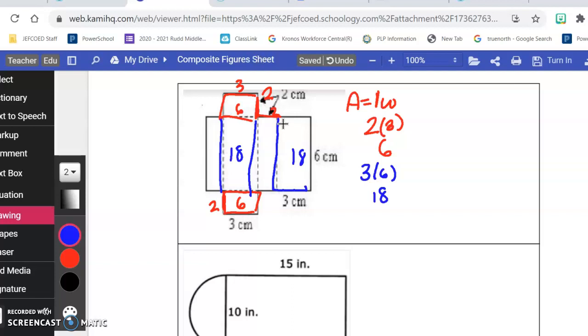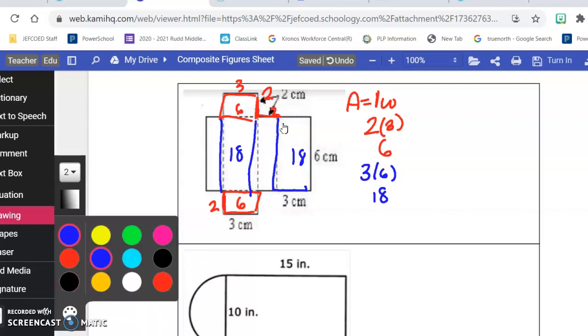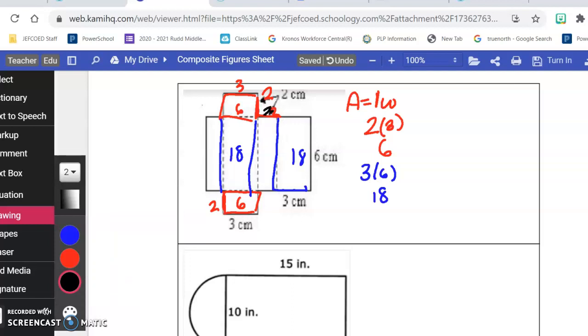Now I have this little guy right here. This is a 2 by 6. Let me see, a 2 by 6. That's going to be 12. So this little figure's 12. This little figure's 12. So let's put this in our calculator and see what we get.